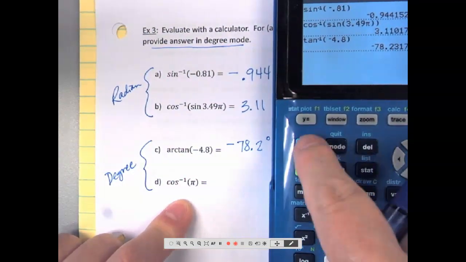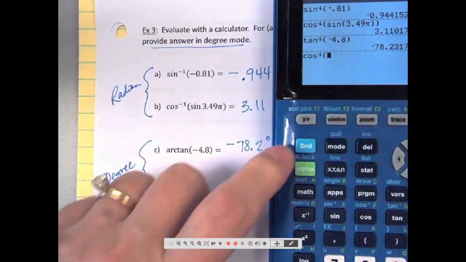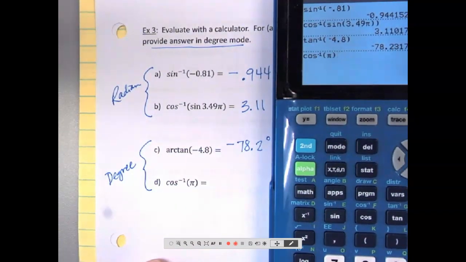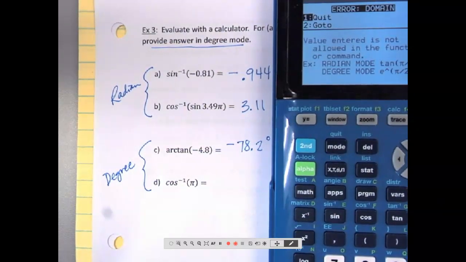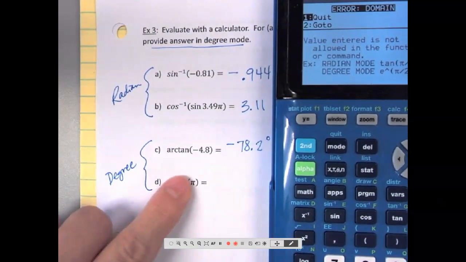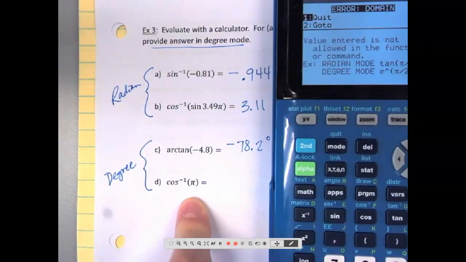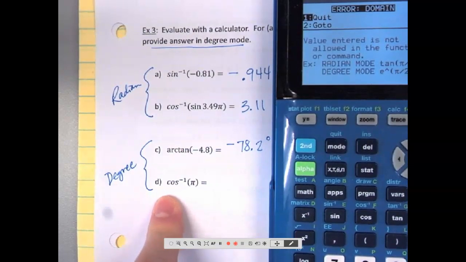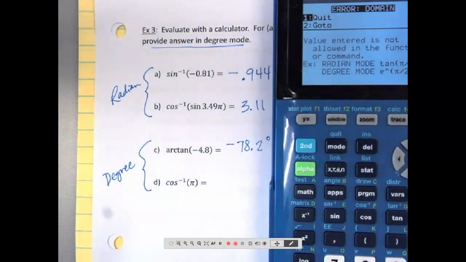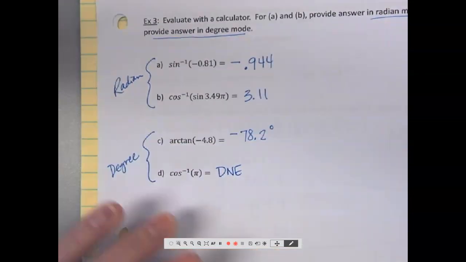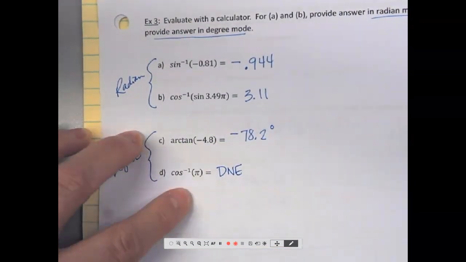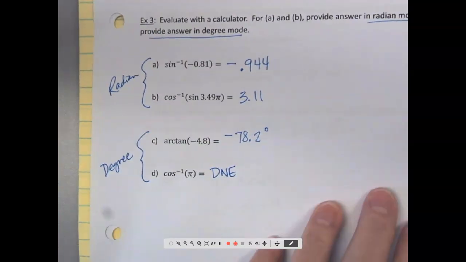And then the last one, cosine inverse of pi. Uh-oh. What happened? How much is the number pi? 3.14. So I'm saying, hey, there's an angle whose cosine is 3.14. Cosine doesn't ever go above 1. So that's why this one does not exist. I could find the cosine of pi, but not an angle whose cosine is pi.